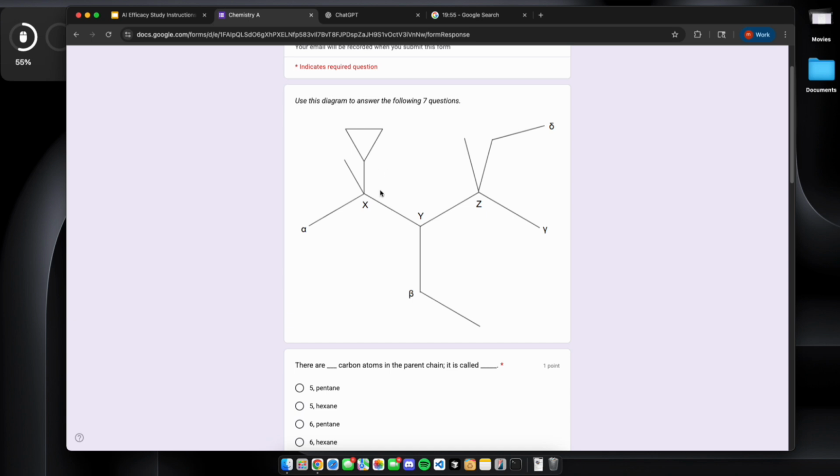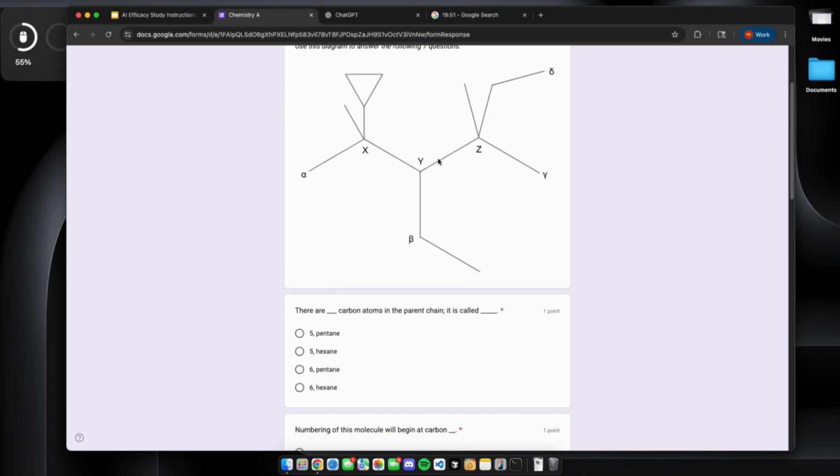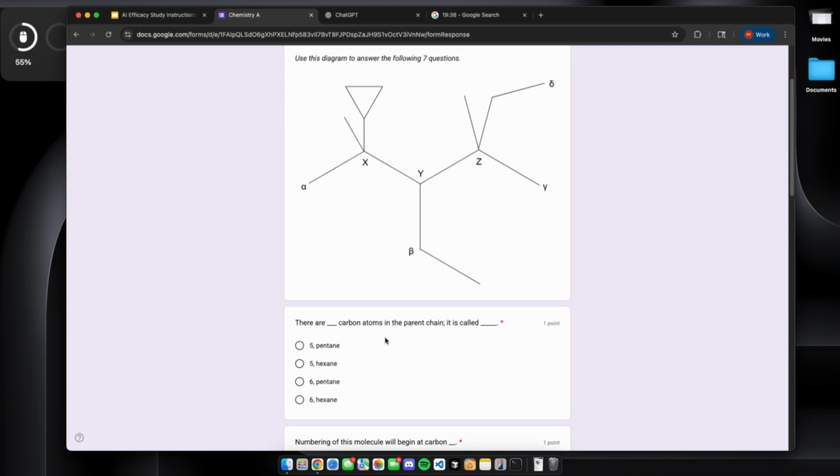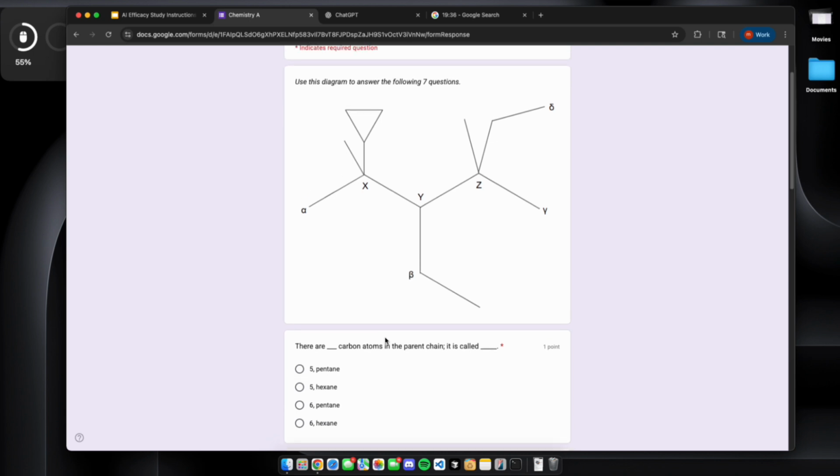So, right off the bat, it looks like we have some sort of chart. I don't know exactly what it means, but let's keep going. There are blank carbon atoms in this parent chain. It is called blank. I don't know exactly what a carbon atom is. I only know what carbon is from the word carbon dioxide.